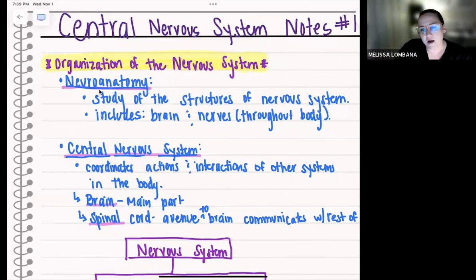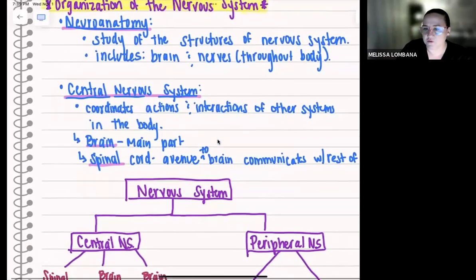Okay. So neuroanatomy is basically the study of the structure of the nervous system, which includes the brain and the nerves. The brain is in the skull, and the nerves are throughout your entire body, and they receive the information from our senses and our brain and carry it to the rest of our body. Then you're going to skip a line and we're going to go into the central nervous system.